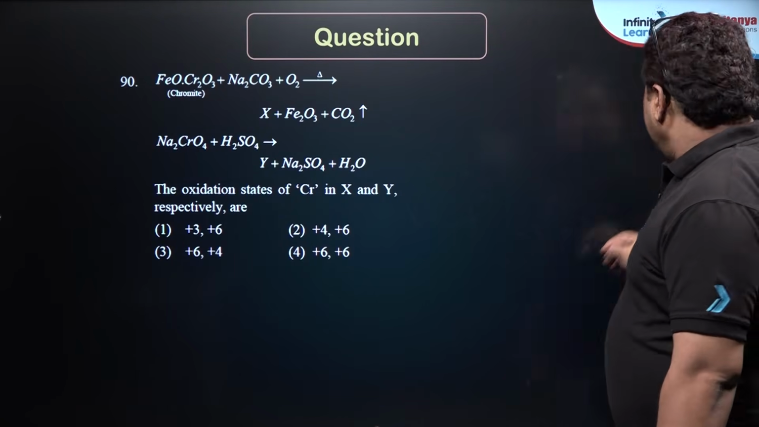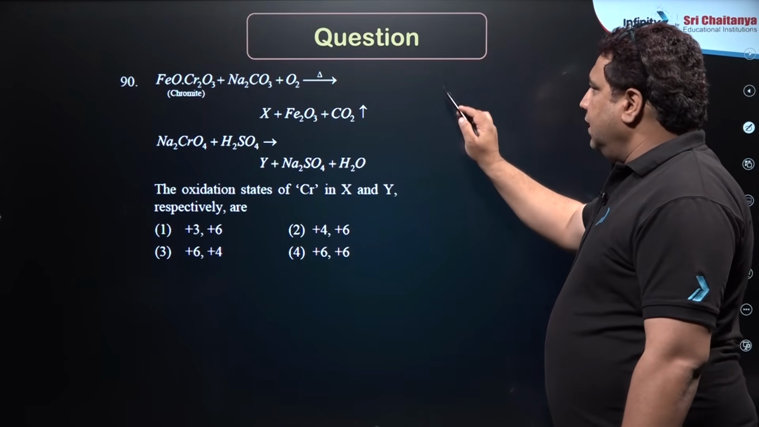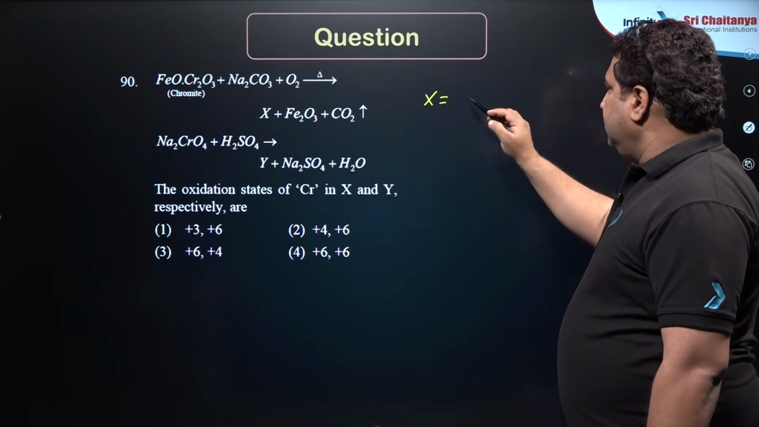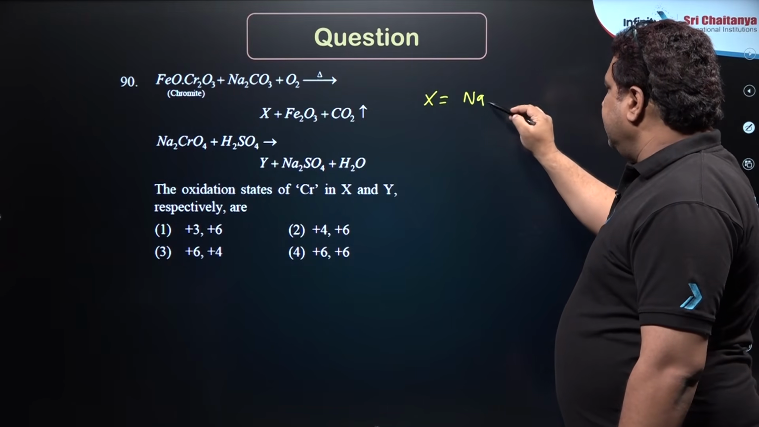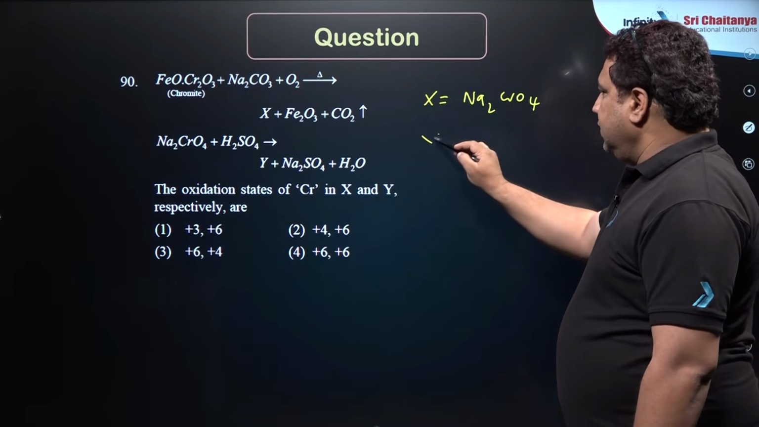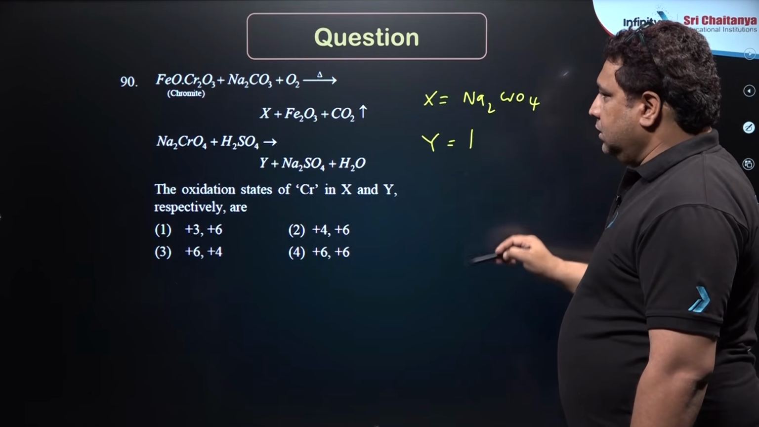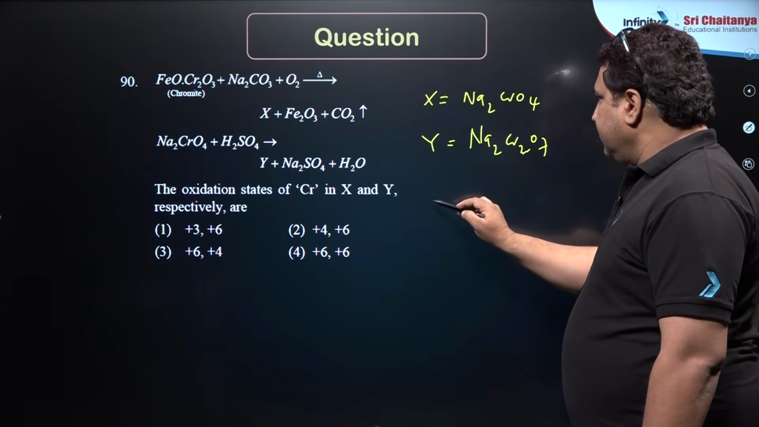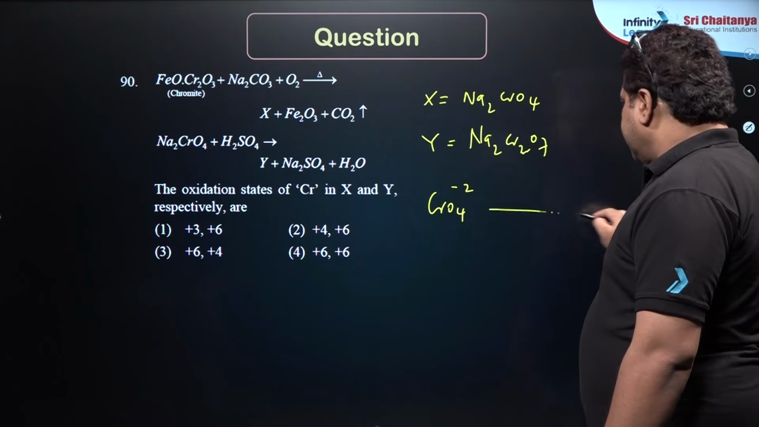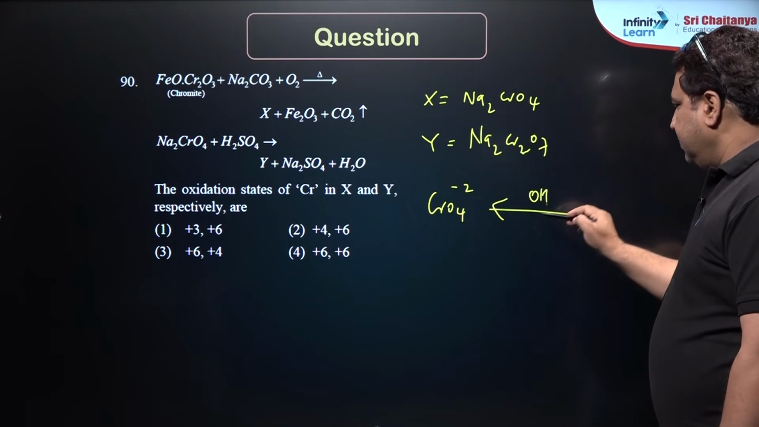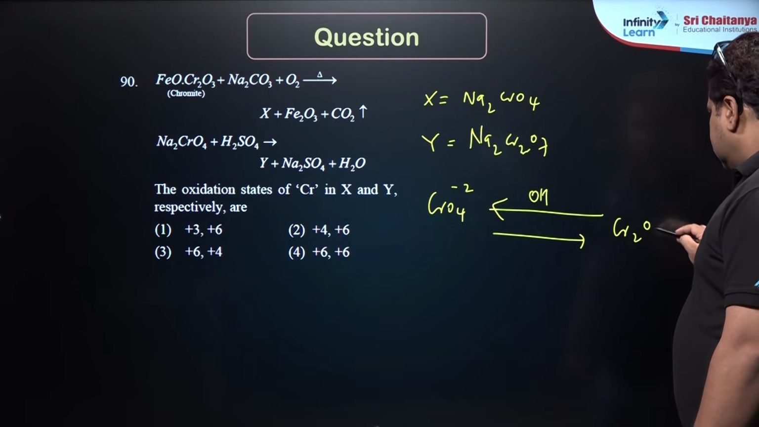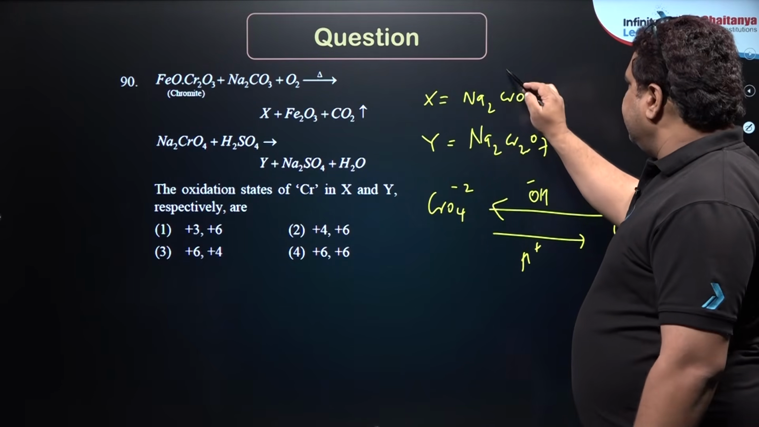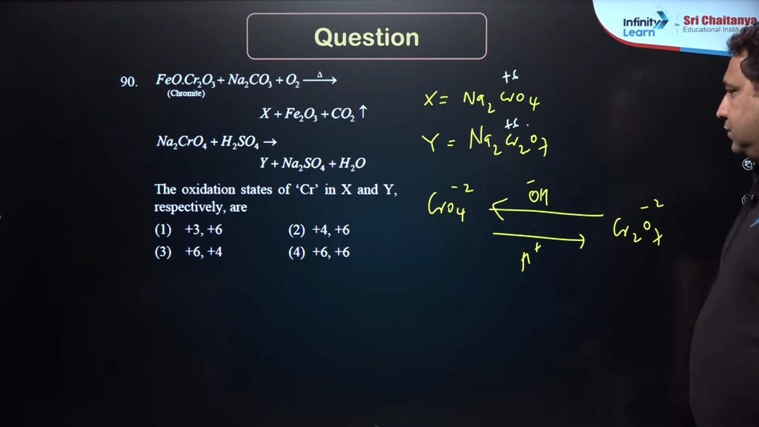The last question, a very easy question. So dear students, extraction or preparation of sodium chromate. So here this should be Na2CrO4 and Y is sodium dichromate, so it should be Na2Cr2O7. So everybody knows that CrO4 2- is more favorable in basic medium and Cr2O7 2- is more favorable in acidic medium, and both have the same oxidation state of +6.